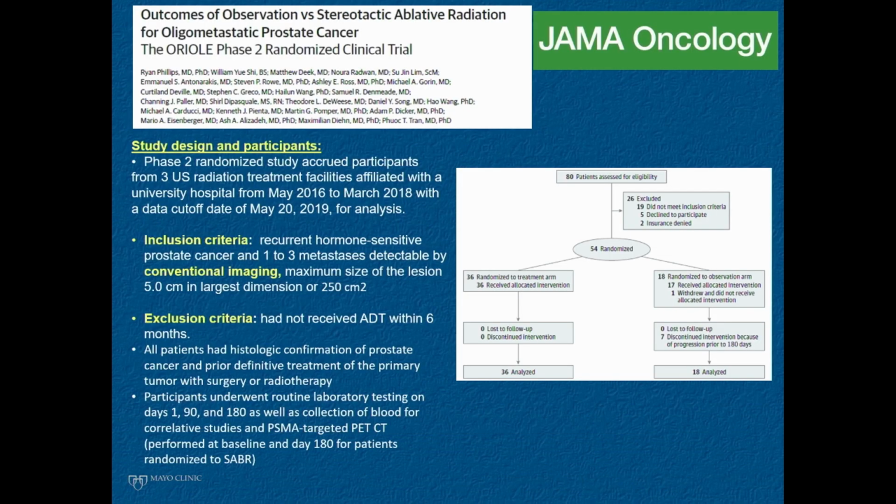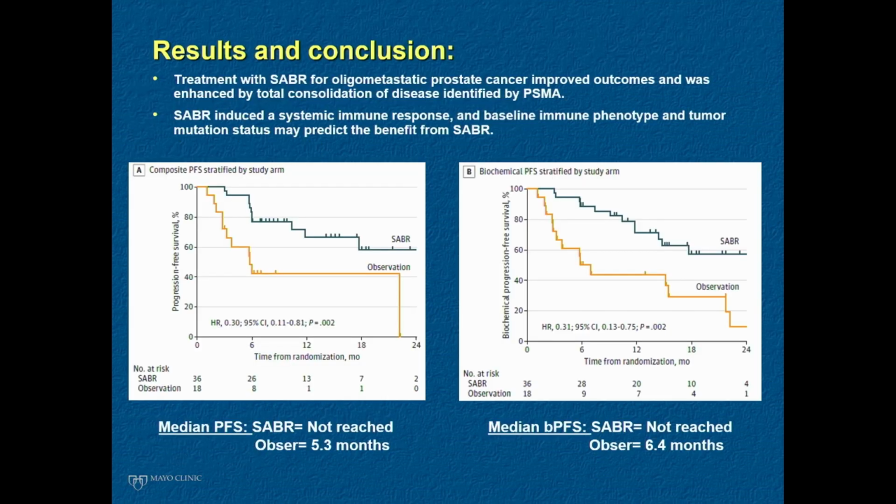This is the ORIOLE study, which is not a pure PET study, but they intervened on bone lesions. And you'll see that actually the median progression-free survival was not reached in this particular study if they had intervention to the bone lesions compared to just purely observation.